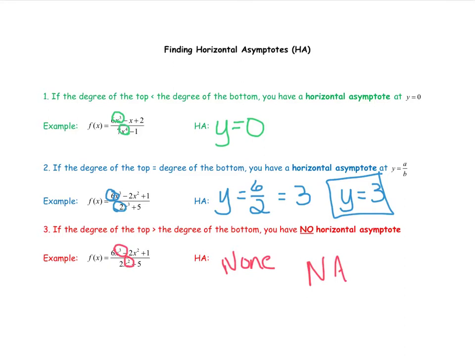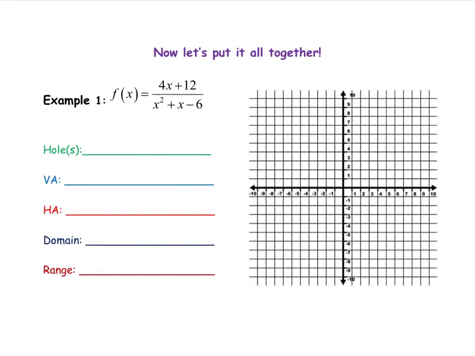Now let's try to put all of this together. First, I want to find my holes, so in order to do that, I need to factor the numerator and the denominator. So I will have 4 times x plus 3 in my numerator, and my denominator, my factors are positive 3 and negative 2, so I'm going to have x plus 3 and x minus 2.